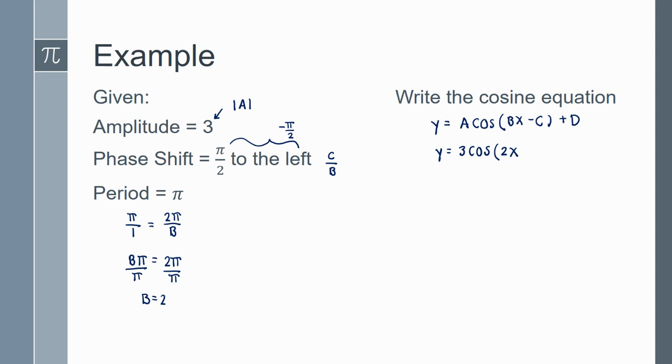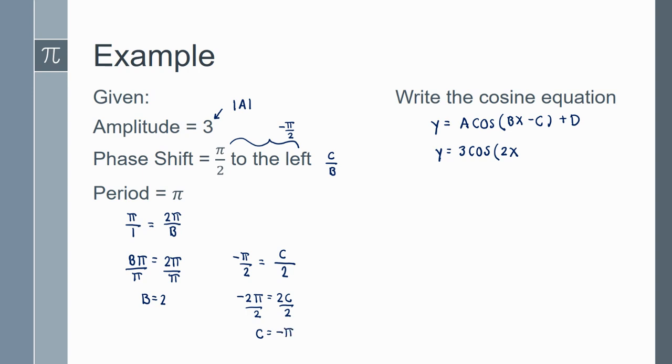All right, so now I get to take my negative pi over 2, which is the phase shift, and I get to set that equal to c divided by b. But guess what? B is 2 because we just calculated that. So now I have a proportion where I have my one unknown. If I cross multiply, we'll get negative 2 pi to equal 2c. To get c by itself, I got to divide by 2. And so c is going to be negative pi.